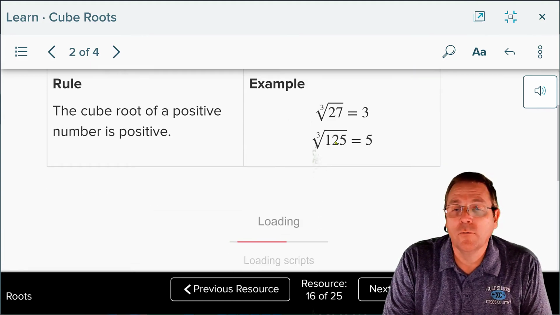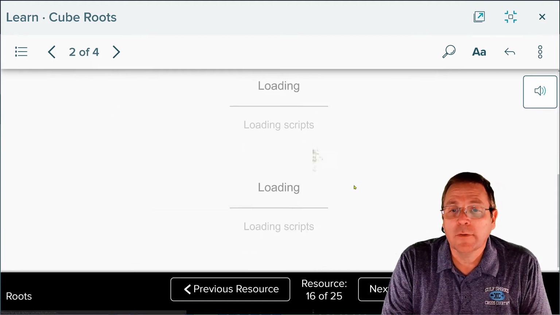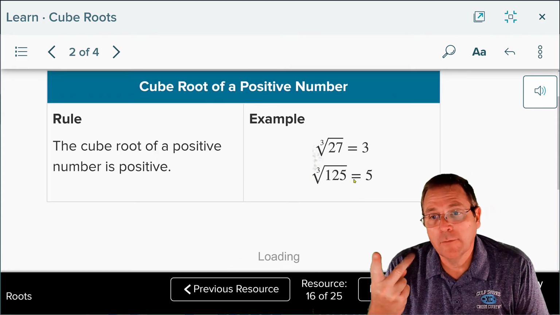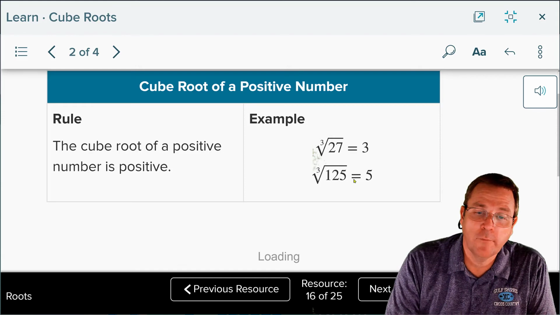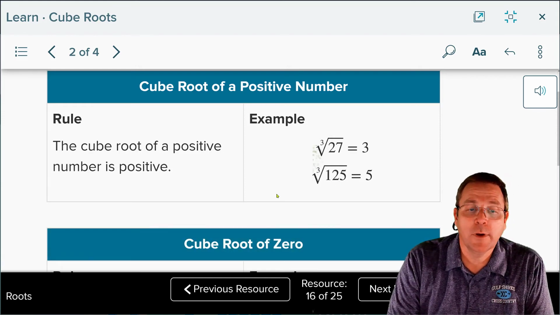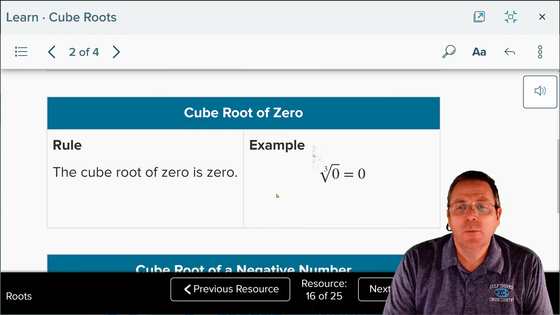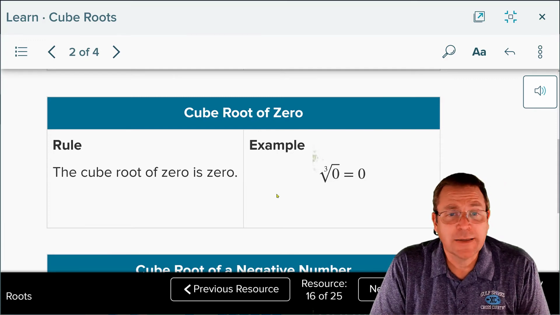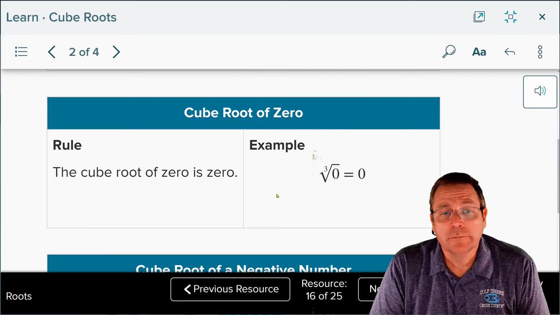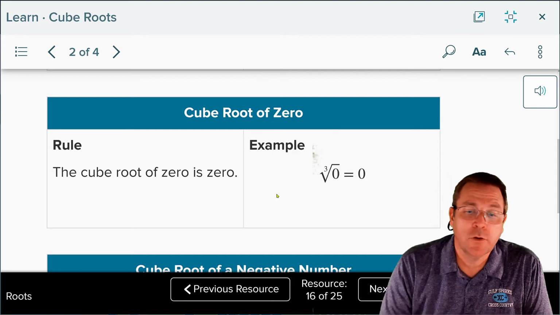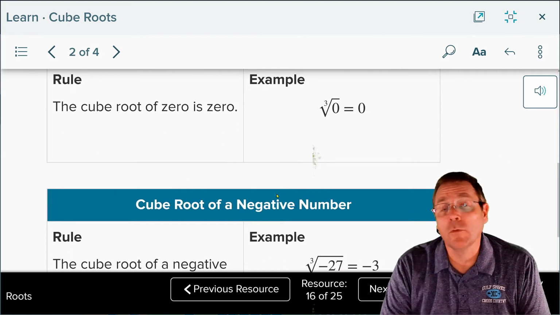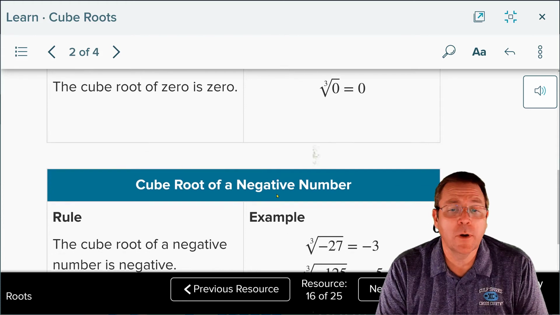The cubed root of 125, that's going to be 5, because 5 times 5 is 25, times 5 is 125. 5 times itself 3 times. Now the cubed root of 0, that's going to be 0, because 0 times 0 is 0, times 0 is 0. So the cubed root of 0 is going to be 0, the square root of 0, well guess what, that's going to be 0 as well.